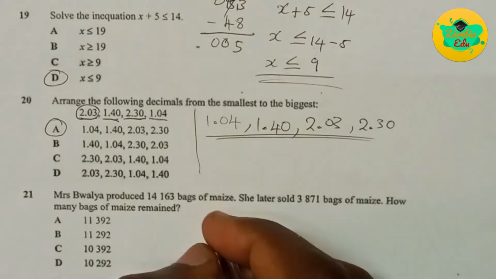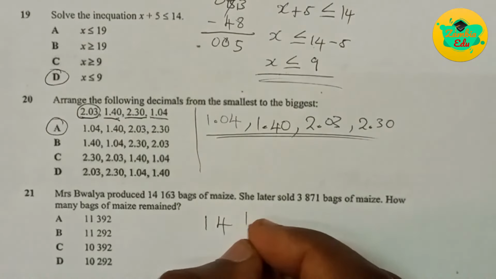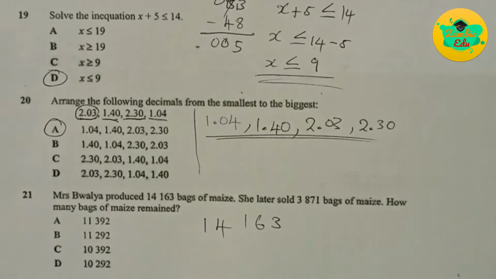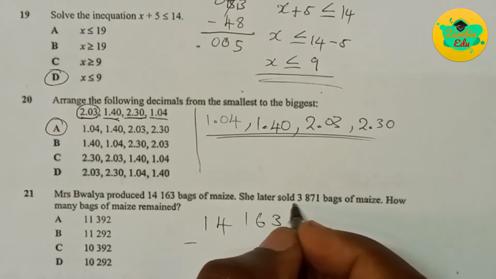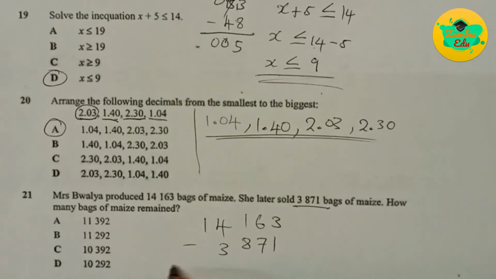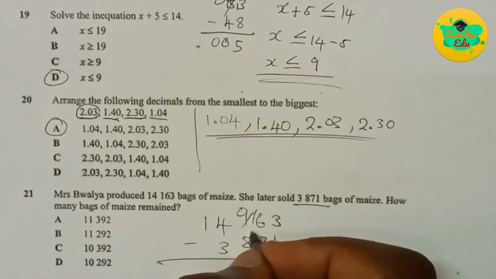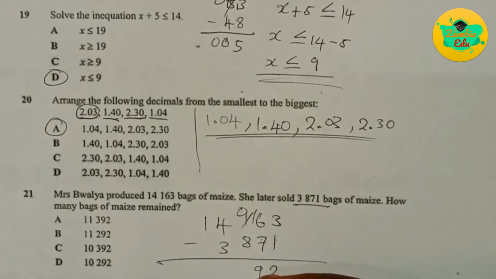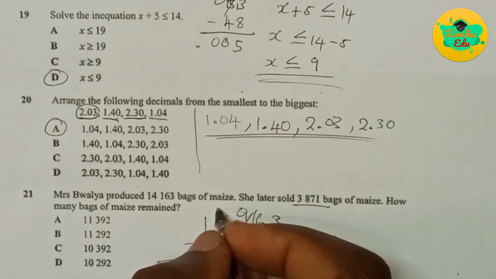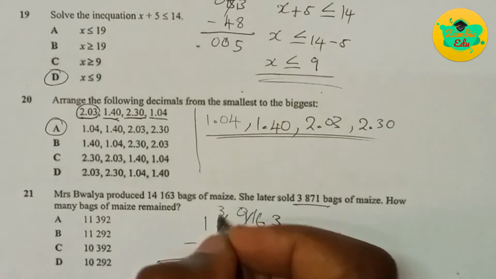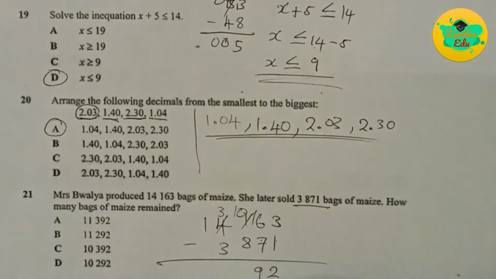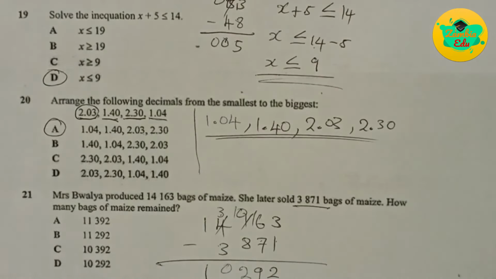There we just subtract the bags she sold from the bags which were produced, 14,163 minus 3,871. So 3 take away 1 is 2. 6 take away 7, it can't. So borrow from 1, it remains a 0. The 6 becomes 16. 16 take away 7 is 9. 0 take away 8, it can't. So borrow from the 4, the 4 remains a 3. Then the 0 becomes 10. 10 take away 8 is 2. 3 take away 3 is 0. 1 take away nothing remains 1. So the bags of maize which remained were 10,292, and that was option D.